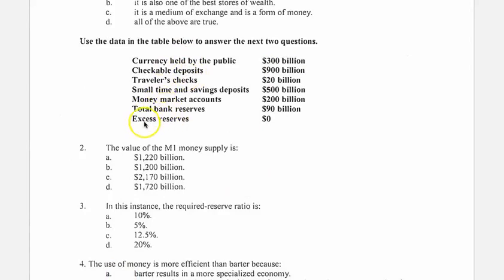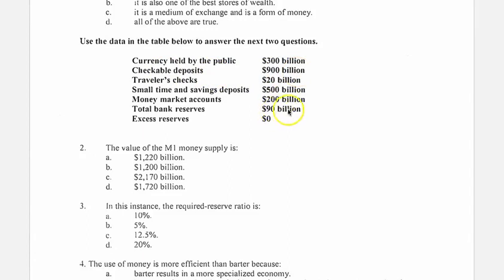given information. Excess reserve is 0. Total bank reserve is $90 billion. We know from today's class, if excess reserve is 0, then total reserve equals the required reserve, because excess reserve equals total reserve minus required reserve. Without any excess reserve, the current reserve is all required. And this required reserve is divided by the deposit, which is the checkable deposit right here.